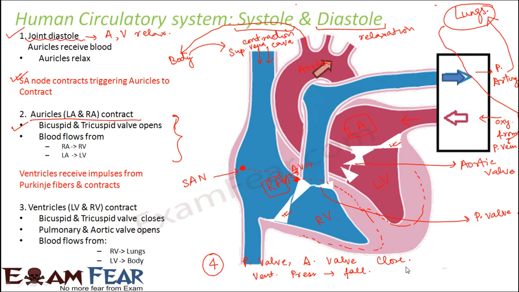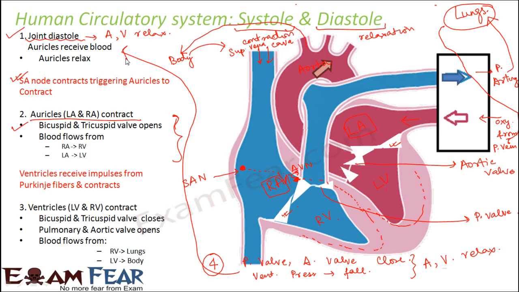Now, as the ventricular pressure decreases further, what happens? These bicuspid and the tricuspid valves will be pushed up by the auricular pressure. And as a result, blood will freely move into the ventricles, not under high pressure. So now at this stage, we can say that both auricles and ventricles are relaxed. So basically, this is not the fourth step, but you have gone back to the first step of joint diastole, where both the auricles and the ventricles are relaxing.